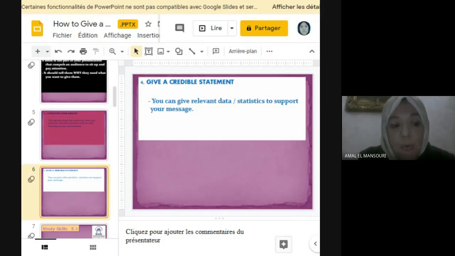You can give relevant data and statistics to support your message. So reinforce your statements by smart use of data or statistics. Do this within the first couple of minutes of your presentation so that you can gain the trust of your audience. It's important to do this very early because research shows that audiences are likely to lose interest if they aren't convinced of the speaker's credibility within the first few minutes.